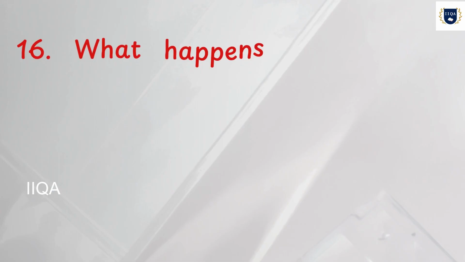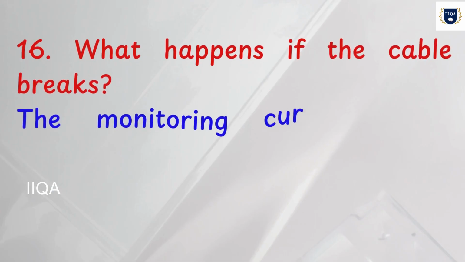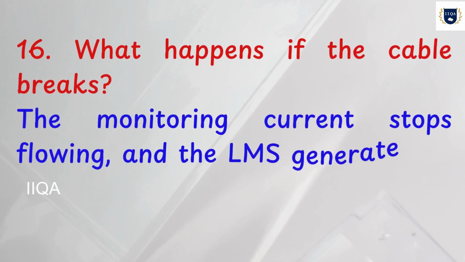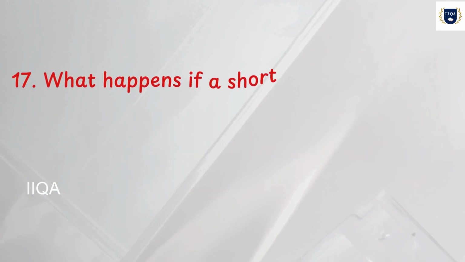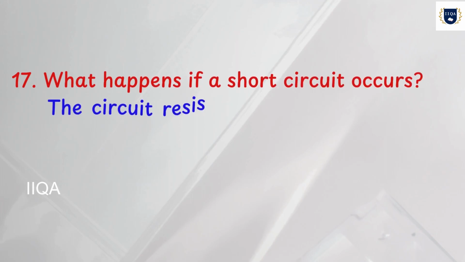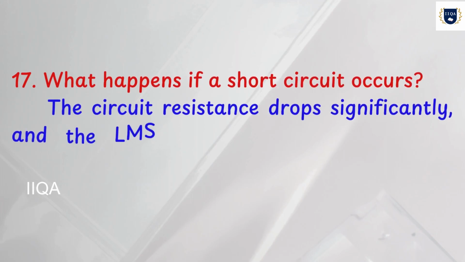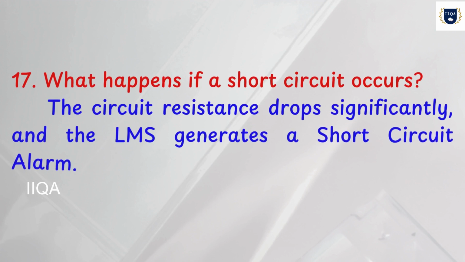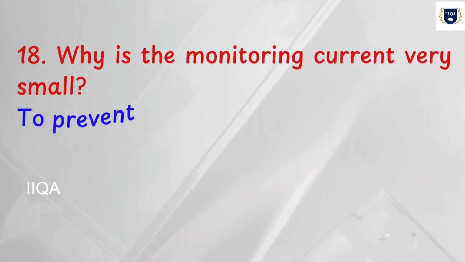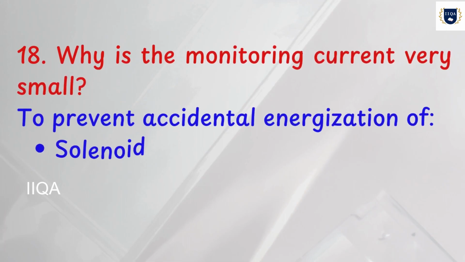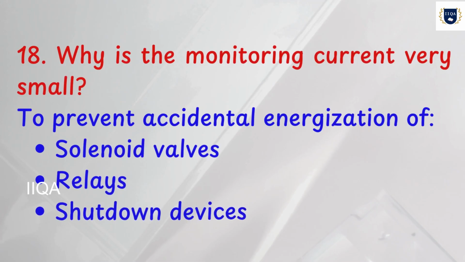What happens if the cable breaks? The monitoring current stops flowing and the LMS generates an open circuit alarm. What happens if a short circuit occurs? The circuit resistance drops significantly and the LMS generates a short circuit alarm. Why is the monitoring current very small? To prevent accidental energization of solenoid valves, relays, shutdown devices.